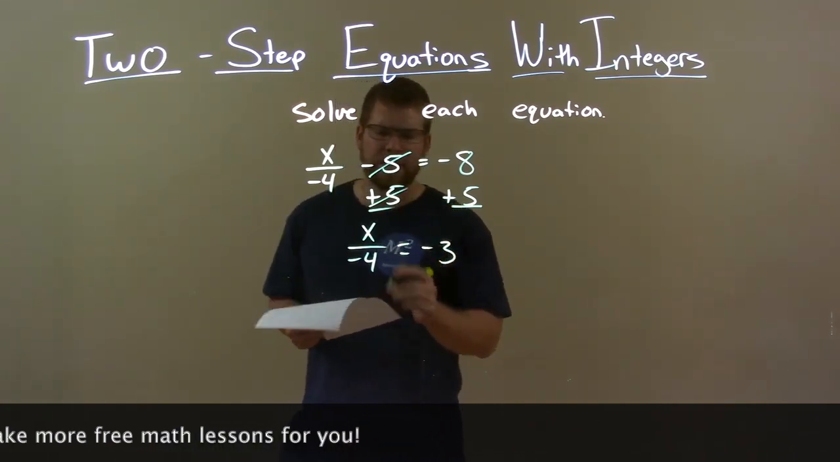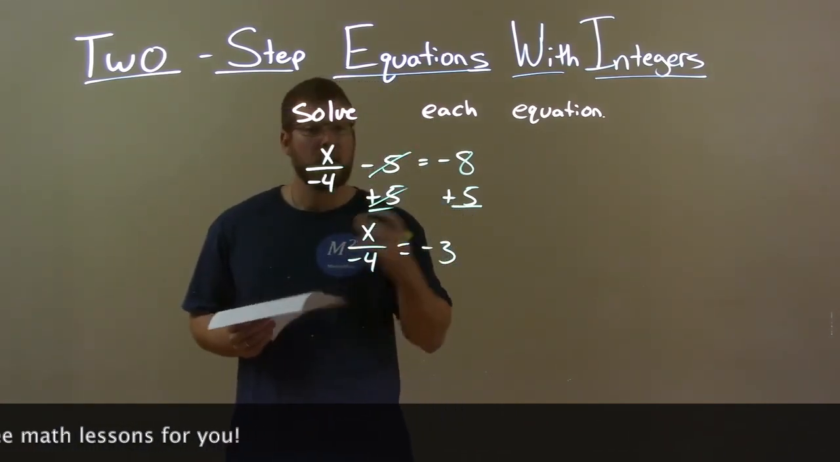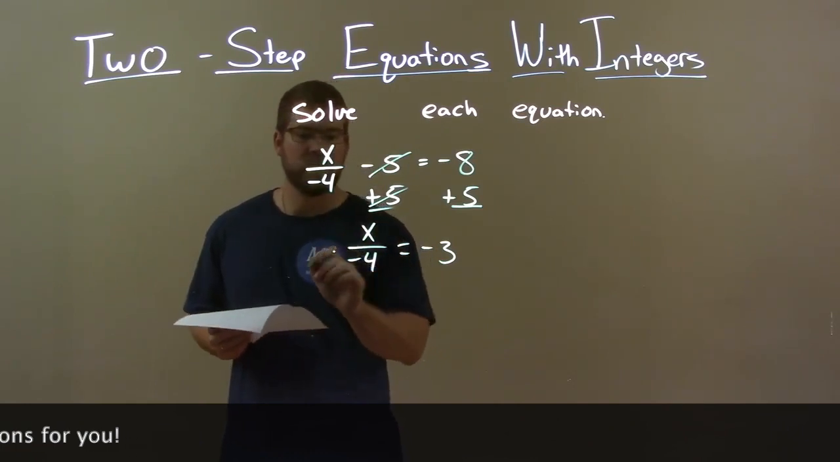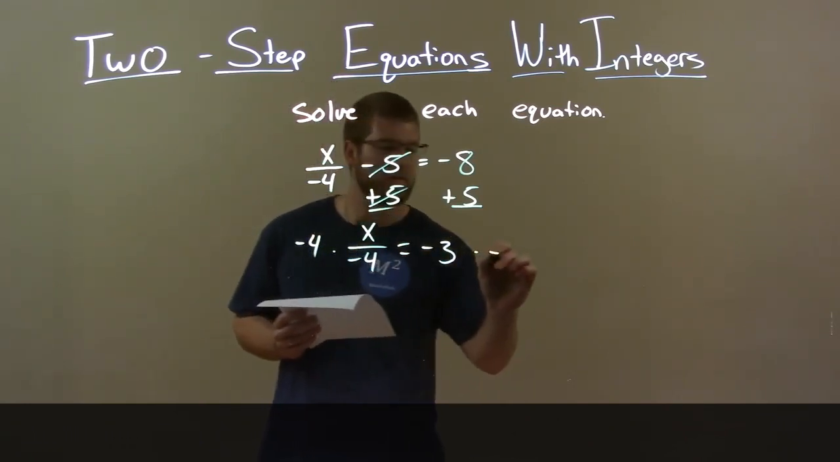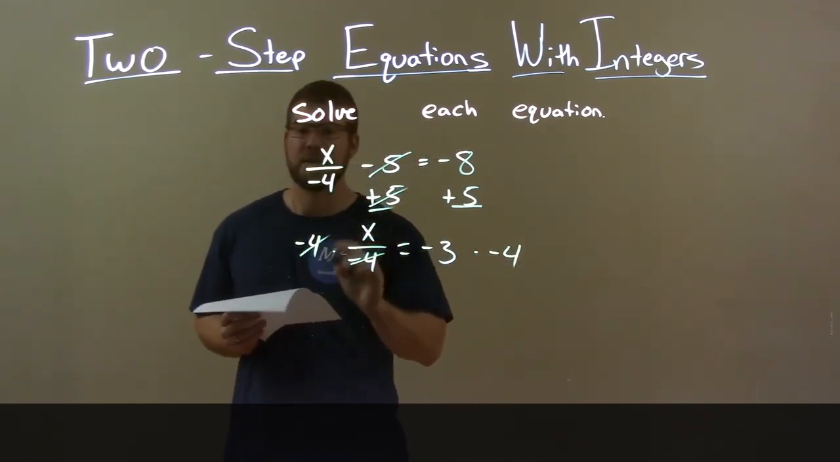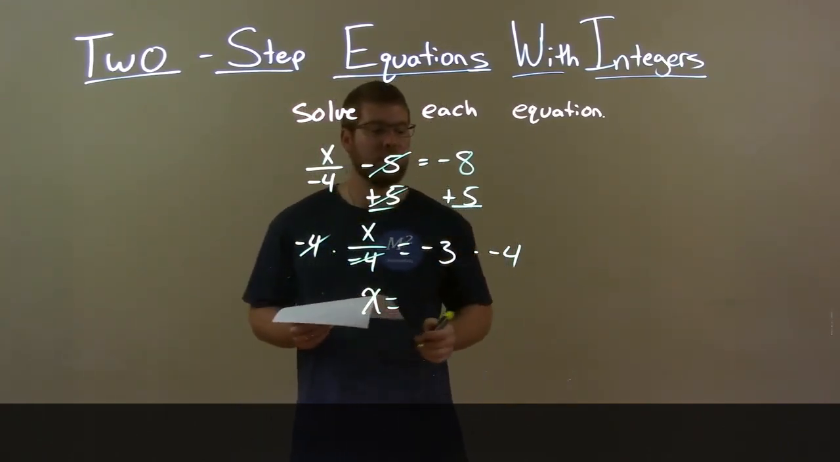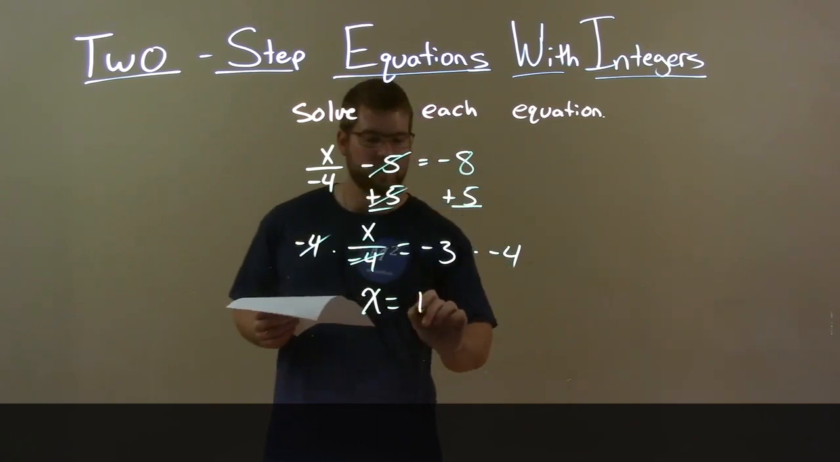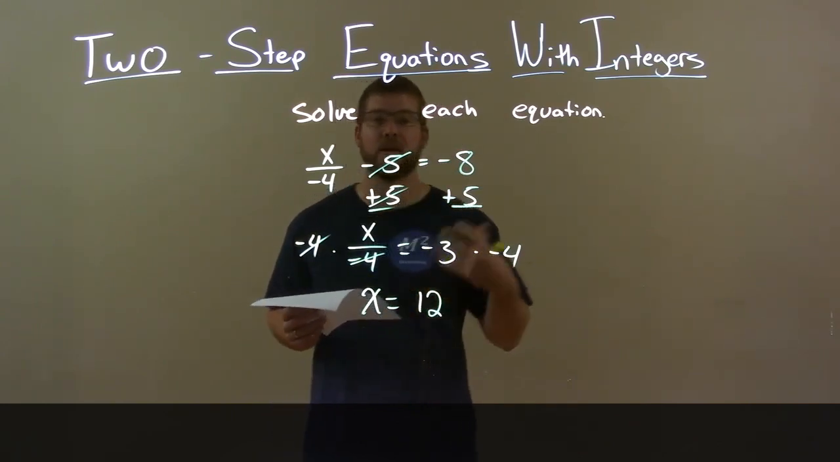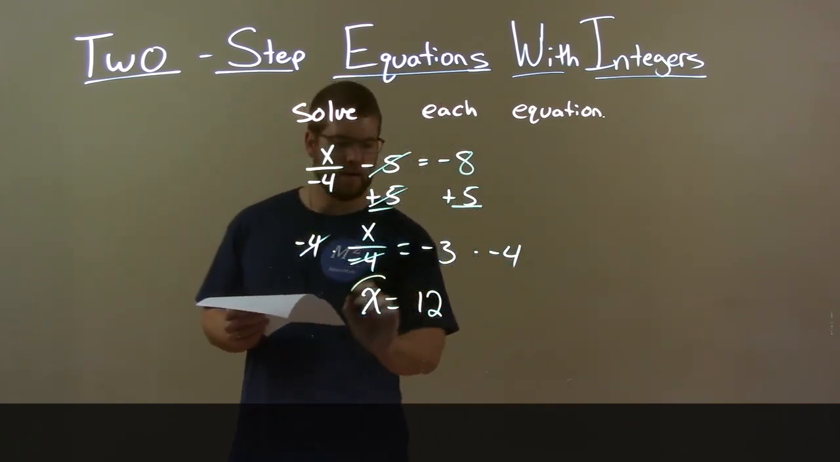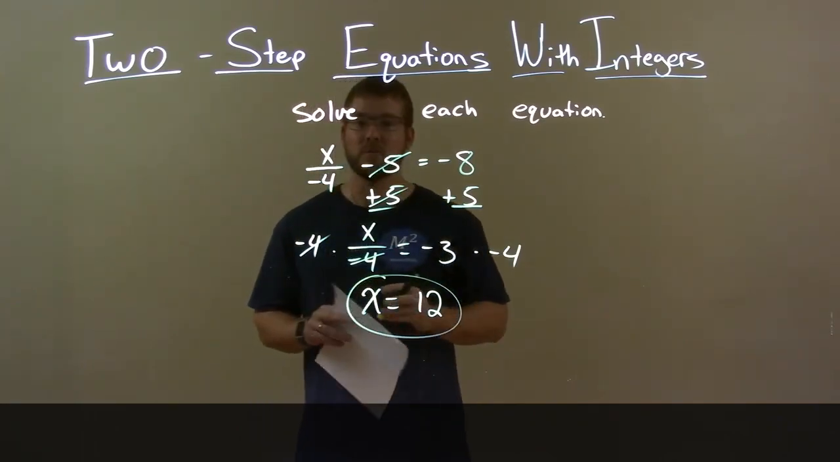Now, x divided by negative 4. Opposite of division, multiplication. Multiply by negative 4 on both sides. Negative 4 gets canceled out, giving me x by itself on the left. Negative 3 times negative 4 is a positive 12. Remember, negative times a negative is a positive. So again, our final answer is x equals positive 12.